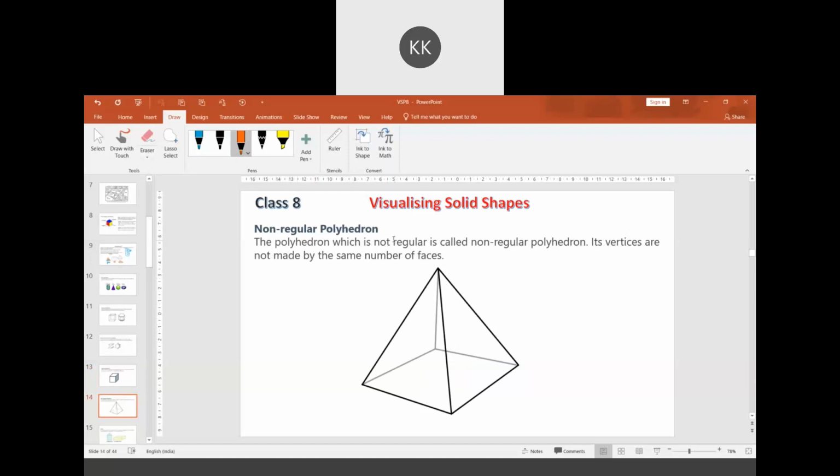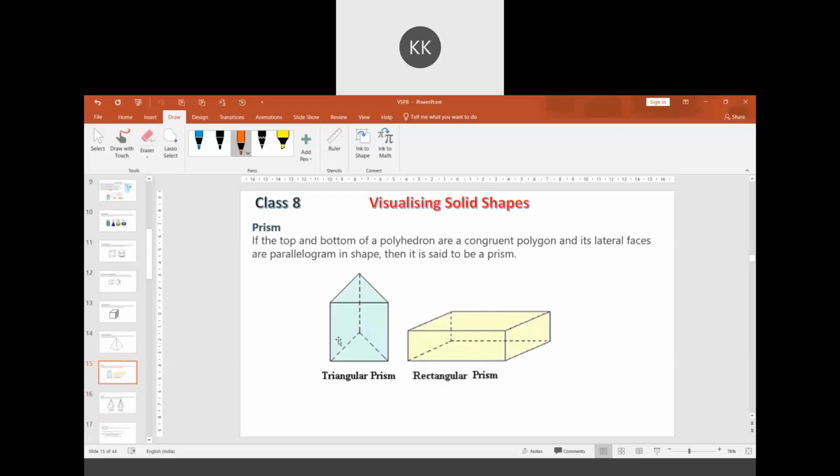This one is a polyhedron which is not regular because you can see the base here. The base is a square. It's a square based pyramid. The lateral faces are triangles. So if you count the number of triangles here, there are 4 triangles and one base. Totally five faces are there. This particular figure is non-regular because one is a square, other 4 are triangles.